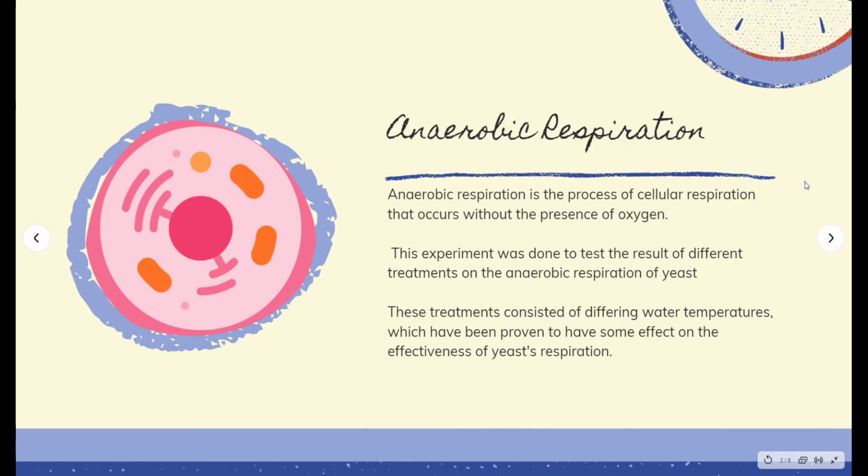This experiment was done to test the result of different treatments or environments on the anaerobic respiration of yeast. So we looked at how different environments affected the ethanol production of yeast, which is indicative of the respiration levels. These treatments consisted of different water temperatures, which have been proven to have some effect on the effectiveness of yeast respiration.